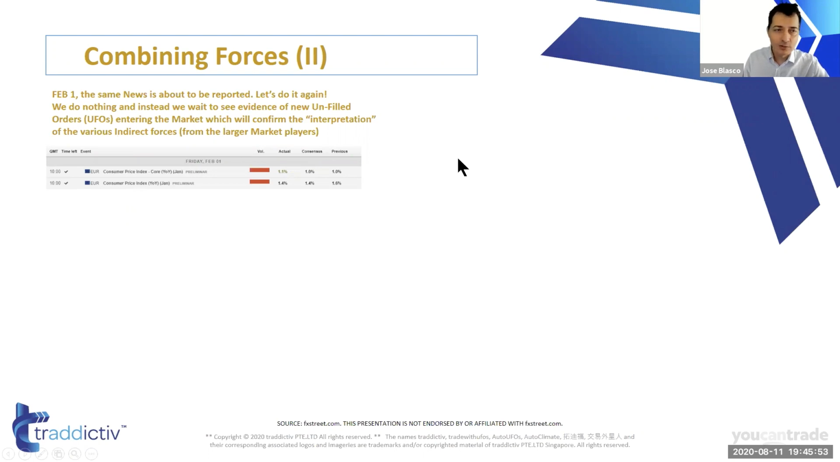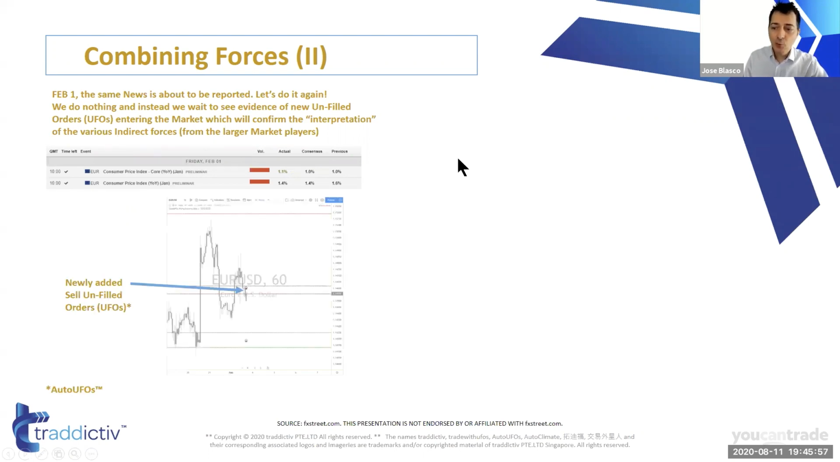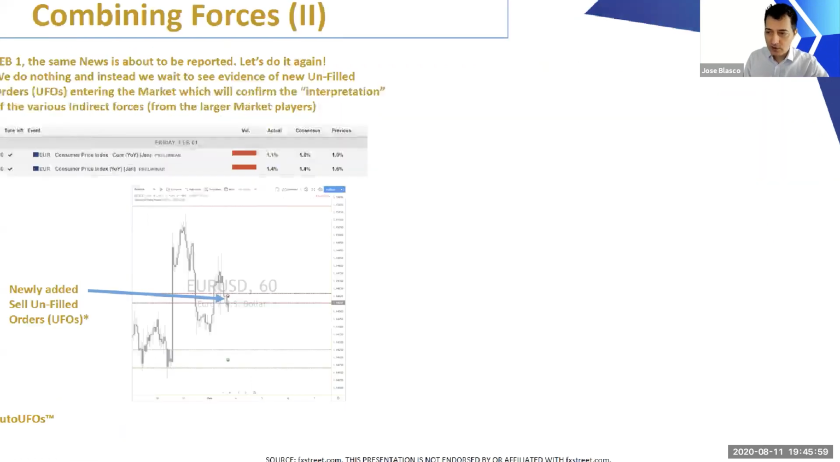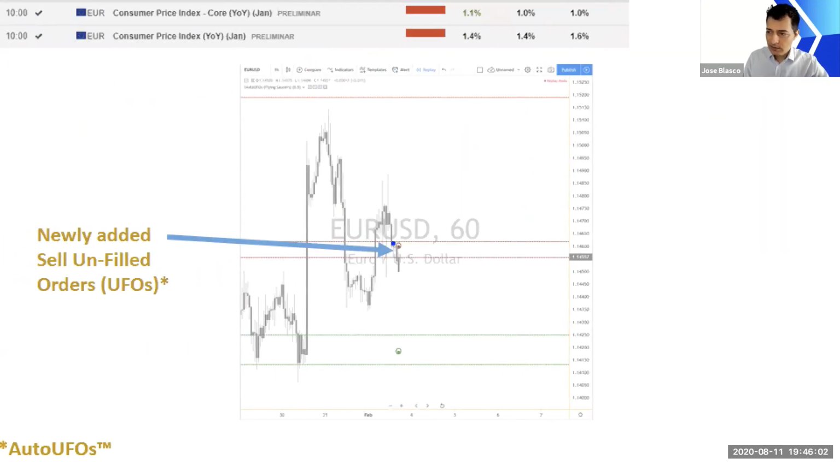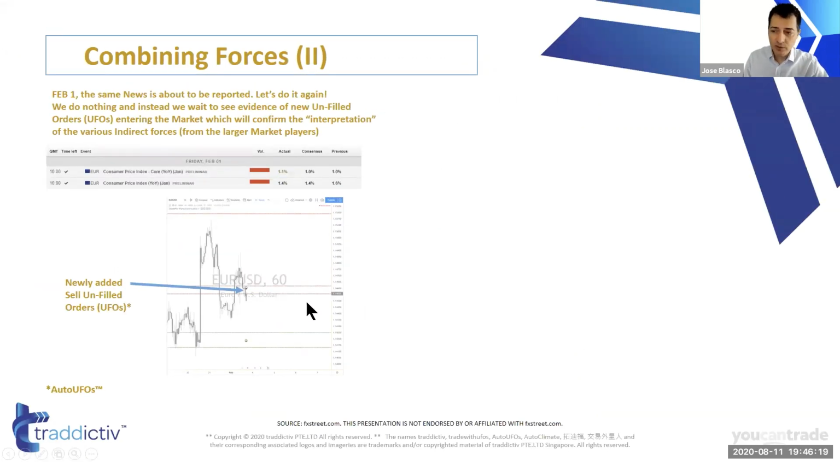So what do we do? Same story: do nothing, wait for the UFOs to form. And what just happened after the news was reported, which in this case was a green number, right? A red UFO formed. So even though the reported number is green, that doesn't matter to us. The UFO is red. So we now know that the interpretation of the news is actually negative.